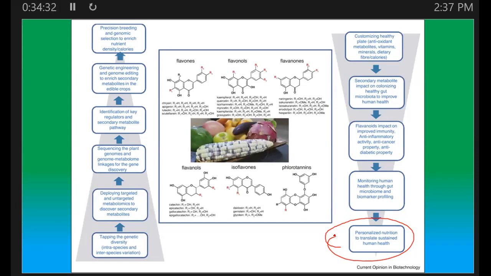And along with this idea is recognizing that these secondary metabolites are often indirectly influencing our health, in the sense that they're really directly influencing the gut microbes that hang out with us in our gastrointestinal tract in particular.